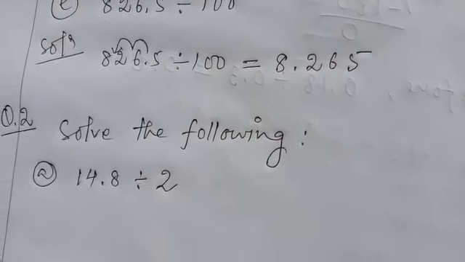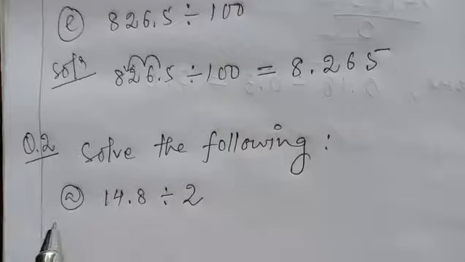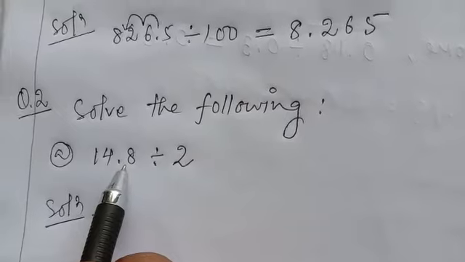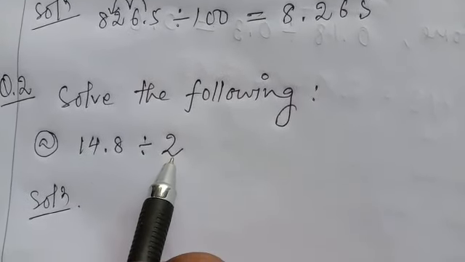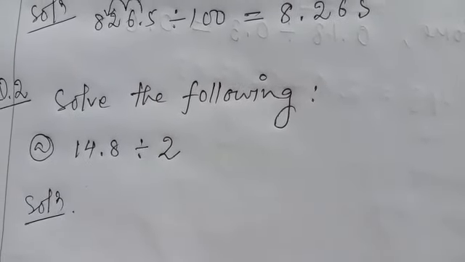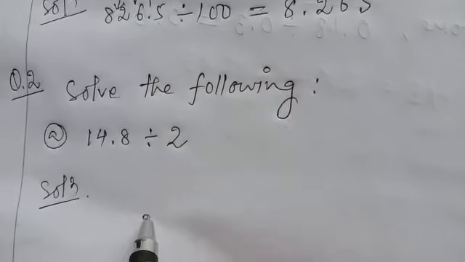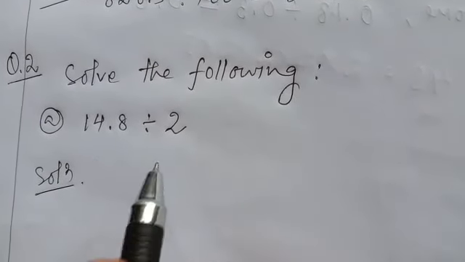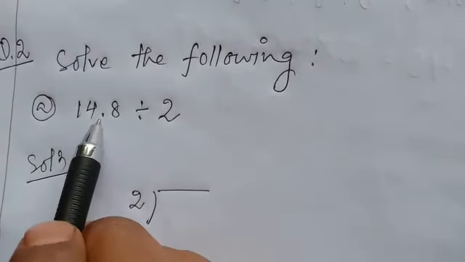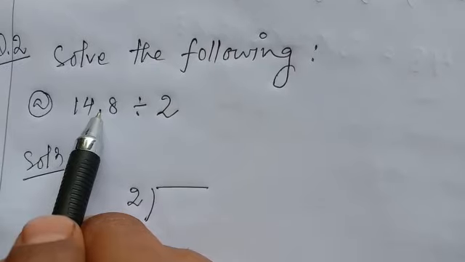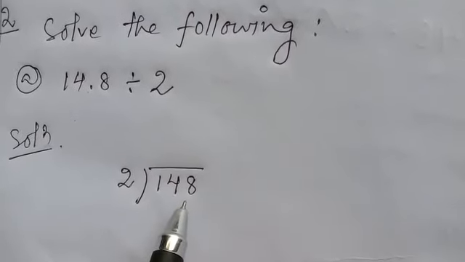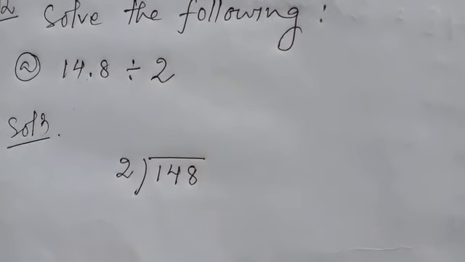So let's try out question number 2. Solve the following. When we divide any decimal number by a whole number, a number which is without a decimal point, how do we divide it? We can divide it in the same way as you divide other numbers. You just think that there is no decimal point here. Without the decimal point, what will it be? 148. While you are dividing, just remove the decimal point. You just divide it in a simple way.